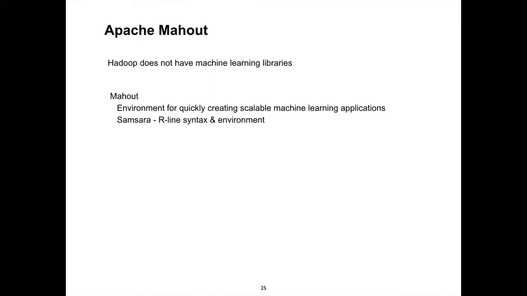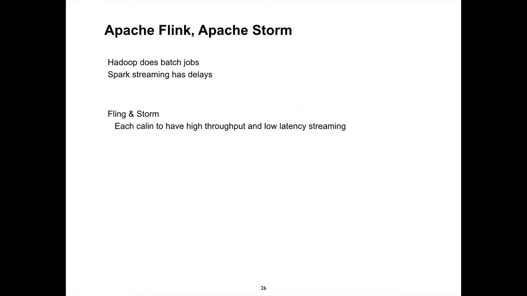Hadoop is just MapReduce, and so Mahout is basically written on top of Hadoop to do machine learning. But since Spark comes with machine learning, we will do that instead. Hadoop is only for batch jobs.